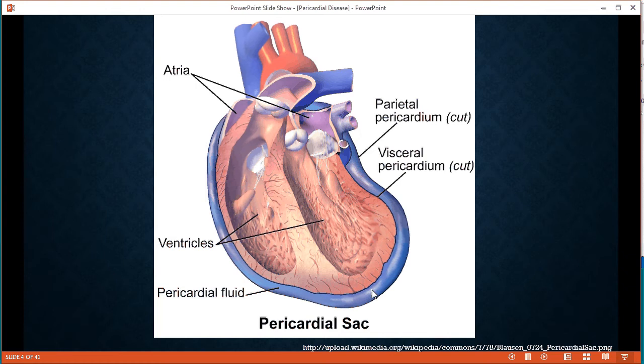This is just a picture to show you that you have the chambers here, but you have the pericardial sac, you have the inner visceral layer, which is not fibrous, and then you have the fibrous outer sac, the pericardium as well. And even within this blue area, which is the pericardium, you have a little bit of pericardial fluid. We're talking only 10 to 20 milliliters at a time. So it's not much, but it does allow for this frictionless type of movement between the two pericardial layers.